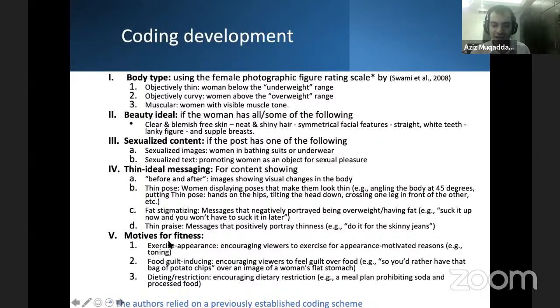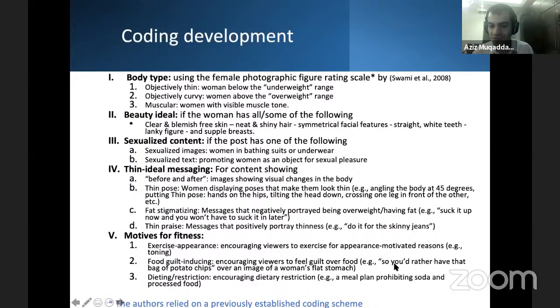And then motives for fitness, finally, this is the last variable. And so they define the categories, like if it had exercise appearance, so encouraging viewers to exercise for appearance, right? So it's like showing toning or talking about toning, okay? Or food guilt inducing, so encouraging viewers to feel guilt over food.